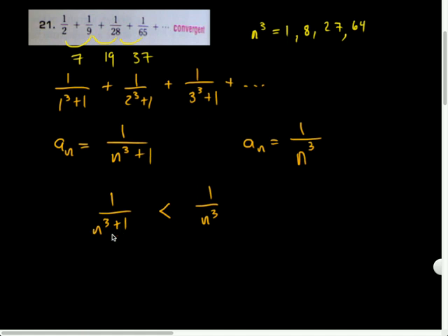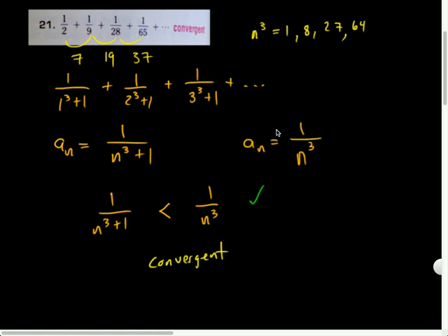Which of these denominators is bigger? The one on the left. It's bigger by 1. So therefore, which of these fractions is smaller? The one on the left. I think that proves its point. I just like the symmetry of comparing n cubed to n cubed, though the exponent looks like 3 plus 1. But so let's see. That convergence is the answer to that one.